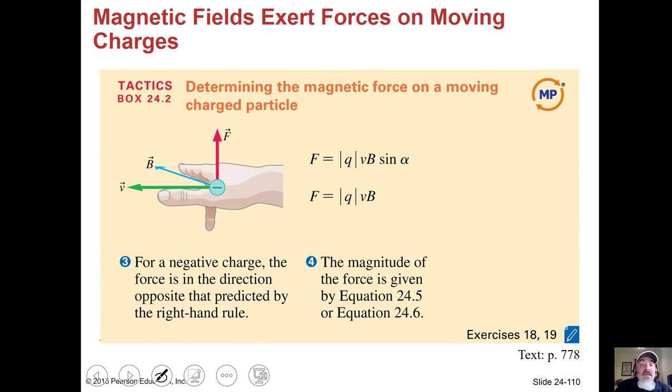Okay? Now a negative charge, you do the same thing, you line them up with each other. So V is this way, B is this way, the force would be down, but it's a negative charge, so the force is up. So for a negative charge, do it the way we've done it, but the force is just the opposite direction.